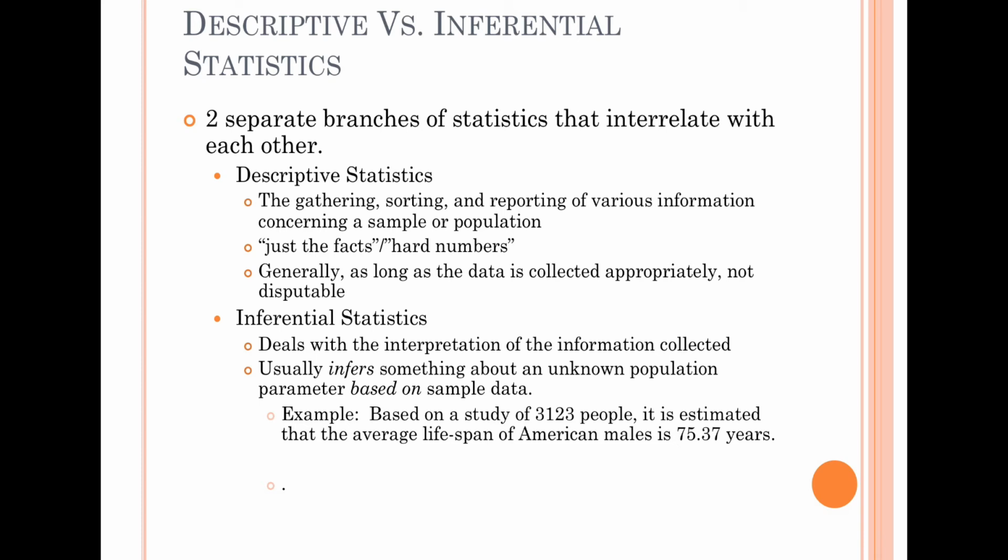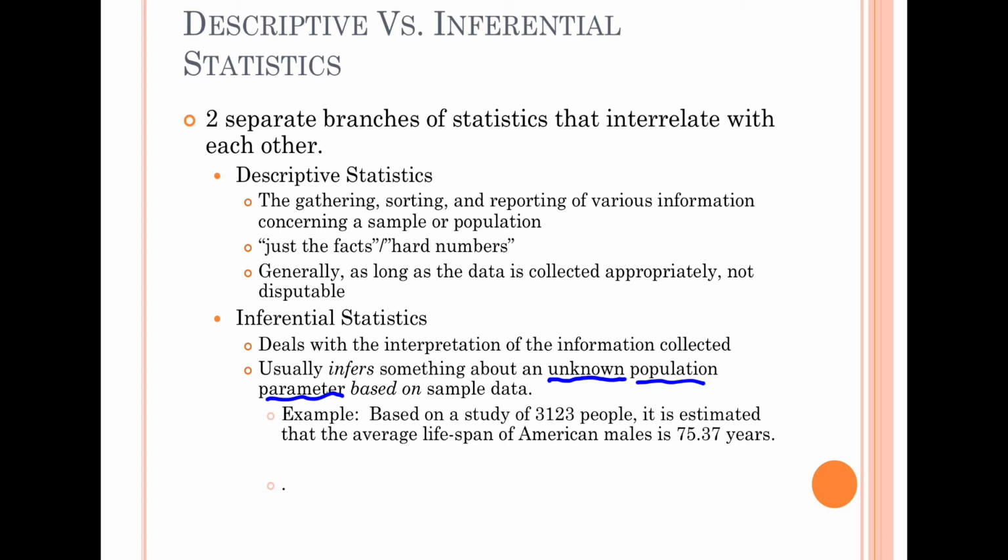Now, the inferential side deals with the interpretation of the information that we've collected. And this is where we take these cold, hard numbers, usually drawn from samples, and we infer something from these numbers about a larger point or a larger population. And so there's some inference here. It's really our interpretation of what we've collected. And usually we're trying to describe an unknown population parameter based on what we've collected from our sample.